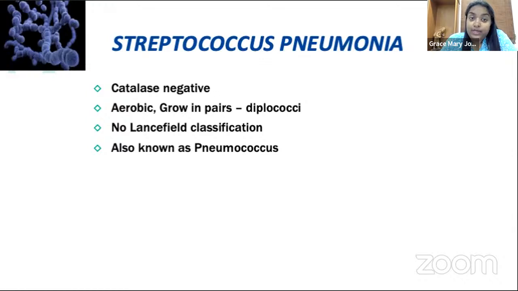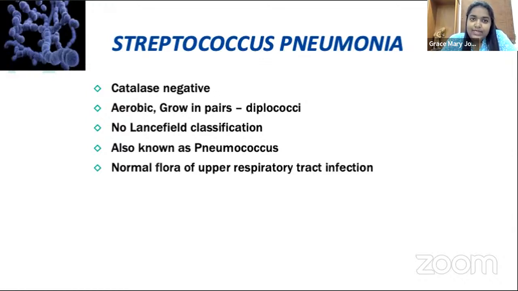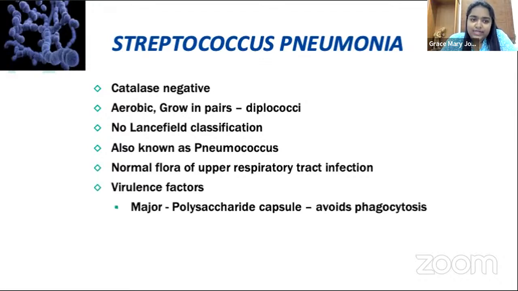So whenever you hear pneumococcal vaccine, it's always about Streptococcus pneumoniae. And it is a normal flora of the upper respiratory tract. There are so many virulence factors that contribute to the disease activity of this organism. The major one, like I said, is the capsule, the polysaccharide capsule. What it does is that this capsule avoids phagocytosis or opsonization. Therefore, it is easy for this organism to cause diseases.